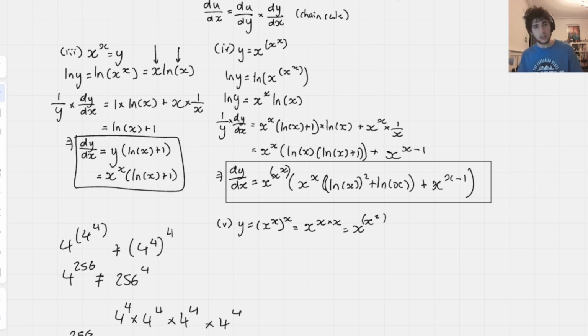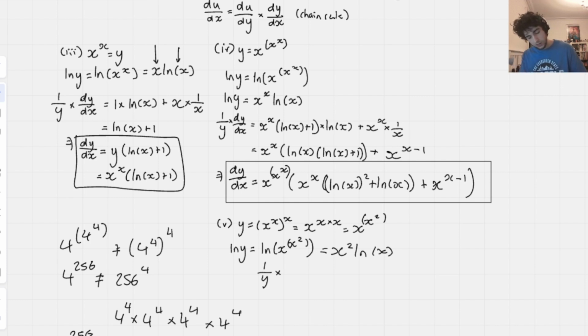And so all we need to do then is differentiate it. You just take logs of both sides again, as we've been doing this entire time. So you have ln of x to the power of x squared, which is equal to x squared multiplied by ln of x. And you can just differentiate. So now we differentiate both sides.